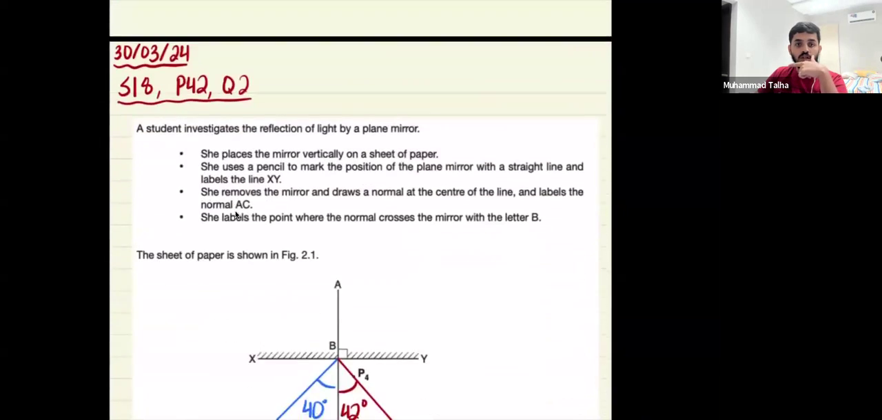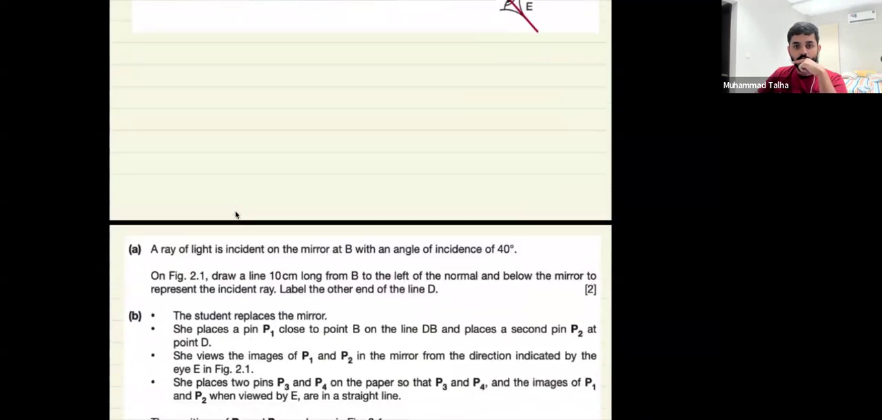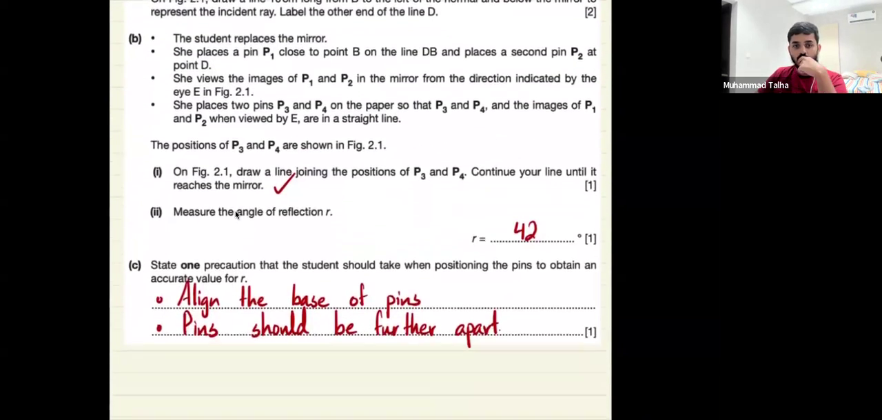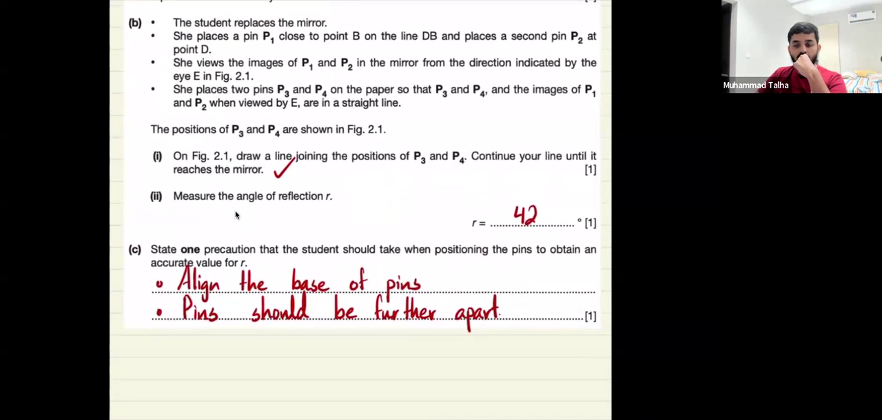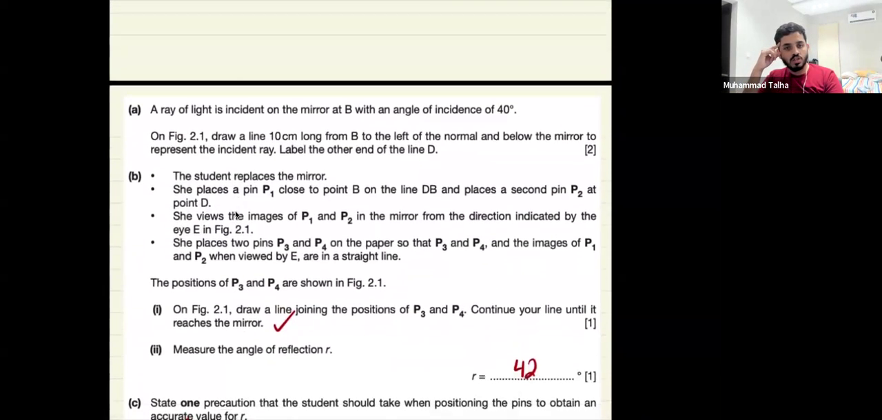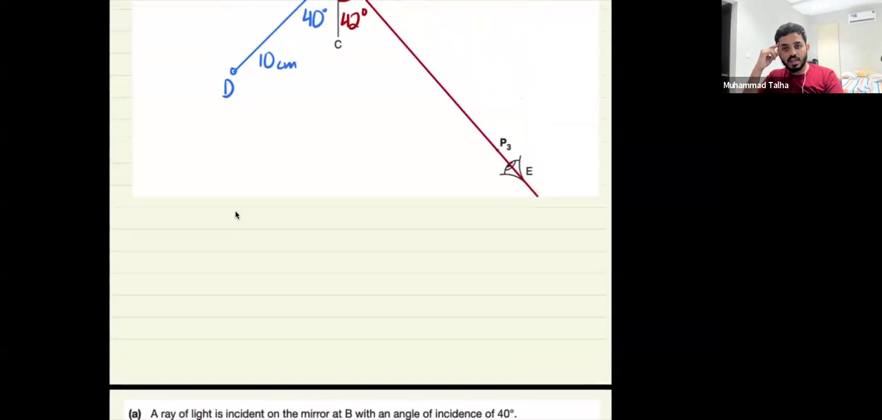Then these were those pins experiments. Again, these are some precautions that we've talked about. For the light experiments, I honestly don't find them really hard because with the pins, there are some improvements that you can write, and it's always going to be that. Apart from this, as long as you're following the steps, you will get the mark.